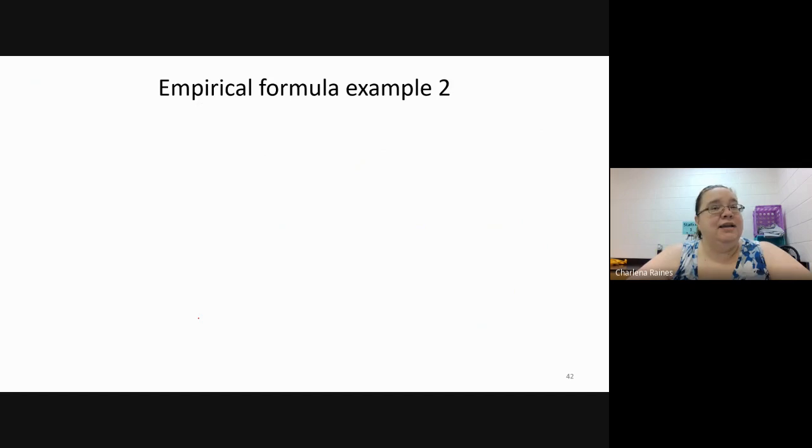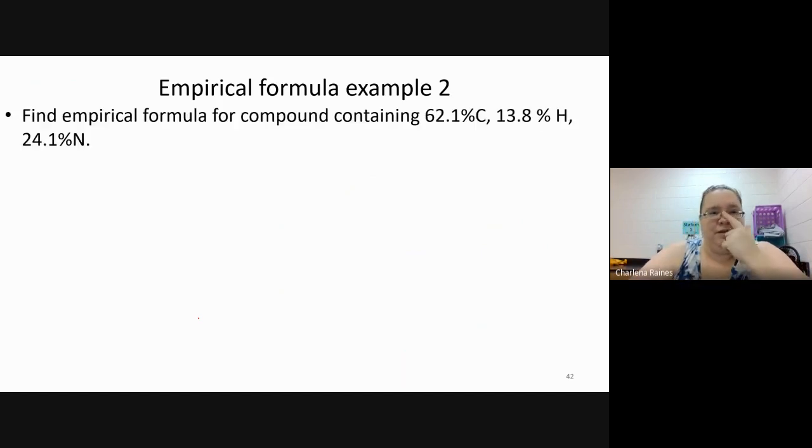So let's look at a second example. The process is always the same. Divide by mass, divide by small. That whole number becomes your subscript. So we're finding the empirical formula of a compound that contains 62% carbon, 13% hydrogen, and 24% nitrogen. Now, when you are dividing in this first step, where you're dividing by the mass, please keep 3 or 4 numbers. Don't round to a whole number because you're going to skew your answer. You're better off keeping more decimal places than not.